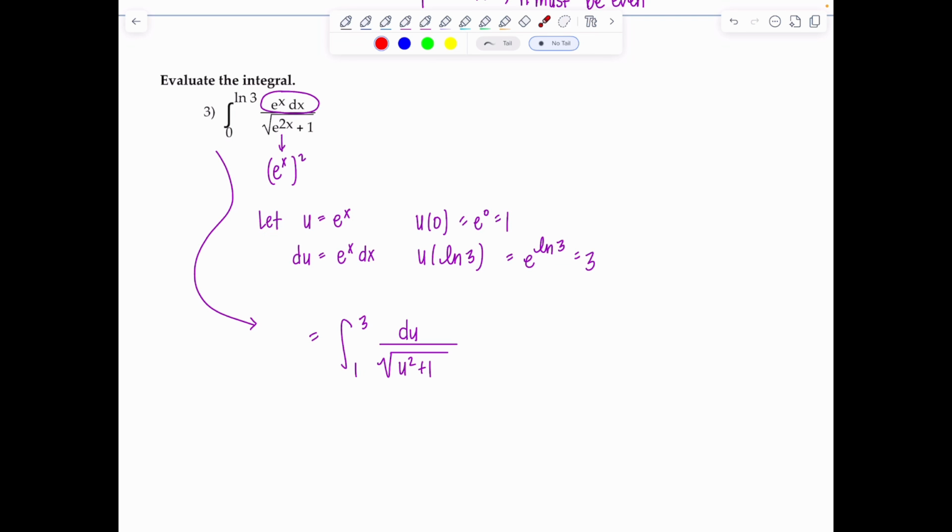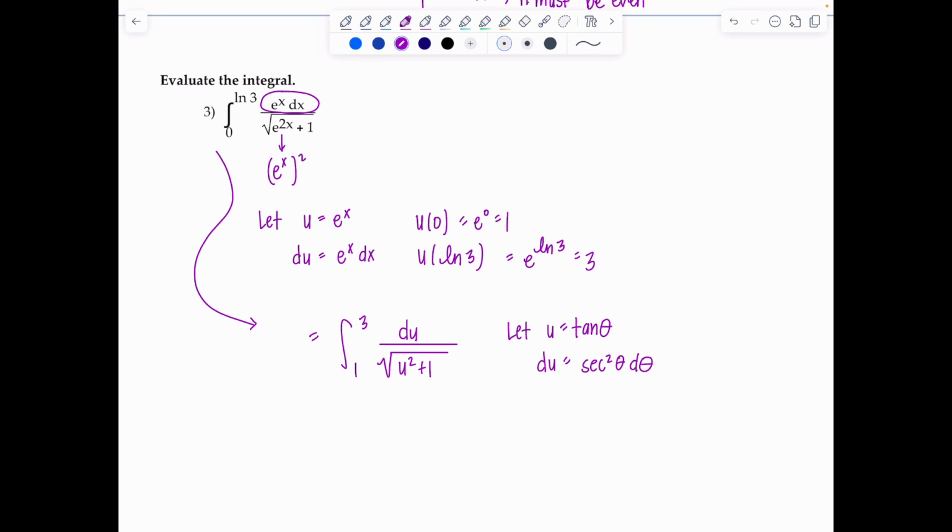Good. Now we do trig sub. So we have a square root, all right, and then u squared plus 1 tells me it's time to do the substitution that involves tangent theta. So we're going to let u equal tangent theta. Then du is secant squared theta d theta.